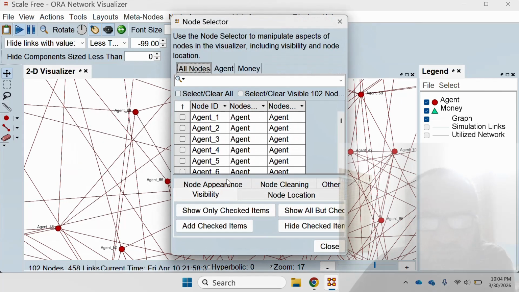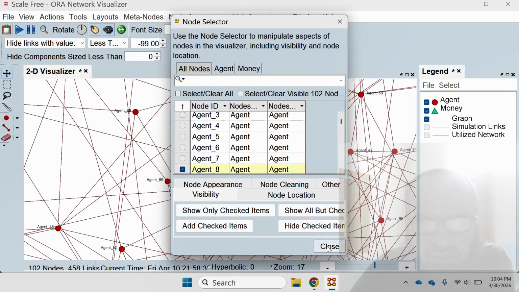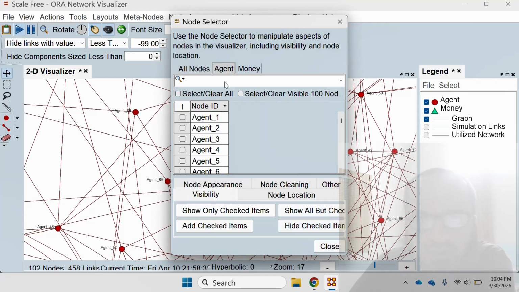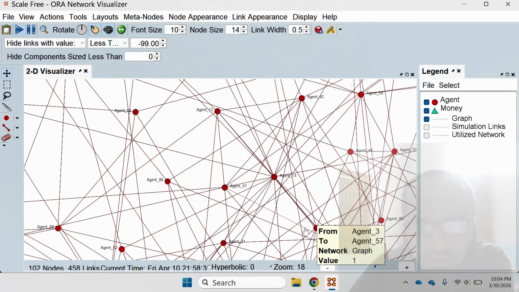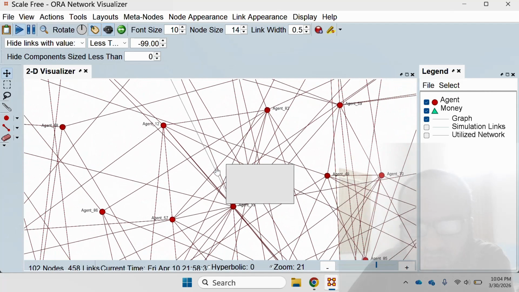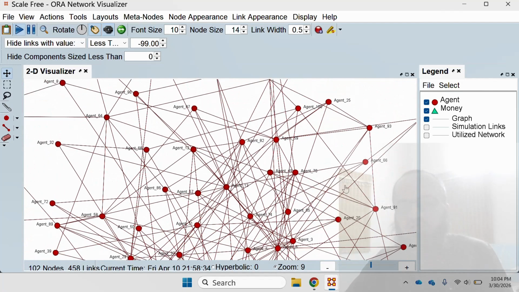There are ways to find agents: the node selector. So I want agent number 6 probably. Why are you not showing me? Use the node selector to manipulate aspects of nodes in a visualizer, region number 6. I don't know, it's not showing. Anyway, if we can spot agent number 6, we can see that the money could have gone to other agents as well, because agent number 6 is not only connected to agent number 34. So next time we run the simulation, we can have different results, right?